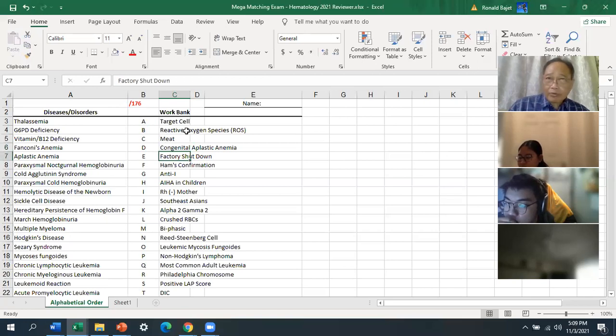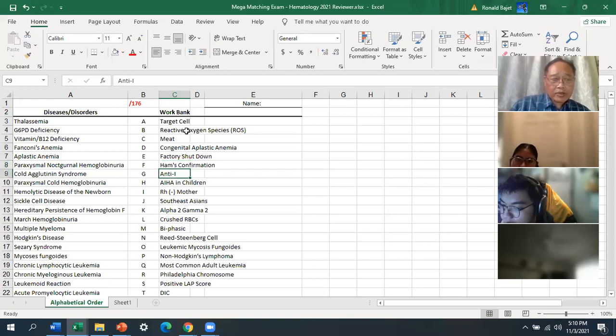Aplastic anemia, remember I used the phrase, the factory is shut down. That means everything in your bone marrow is shut down. PNH, the HAMS test is used to confirm PNH. I could have put acid serum test, but I'm going to use the HAMS. HAMS confirmation is the test for PNH.